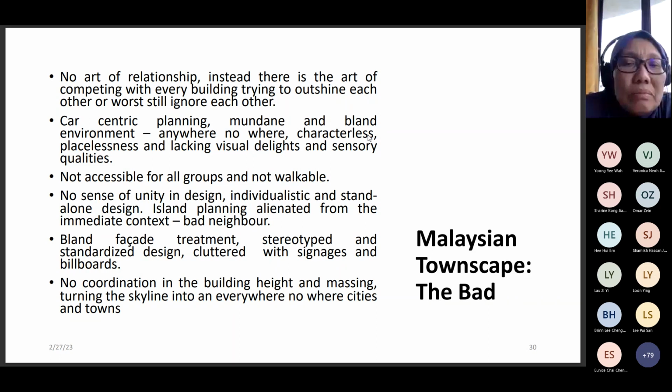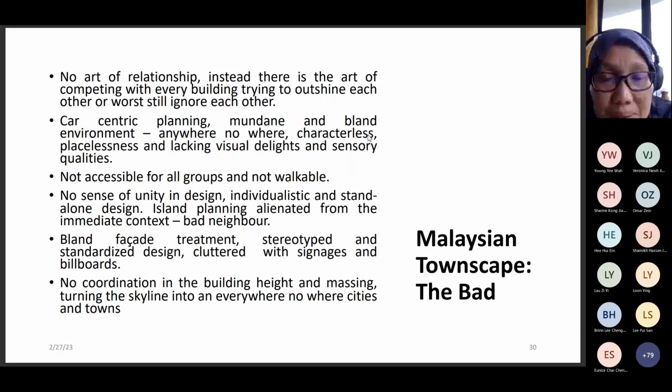Island planning, being alienated from the immediate context, which I would call a bad neighbor development. Island planning means that you've got your own parcel, your piece of site, you erase all things outside your site boundary, and then you design inside. Sort of do it your own way. So you may come up with a masterpiece as far as architecture is concerned, but you are not contributing to the group value in the townscape.